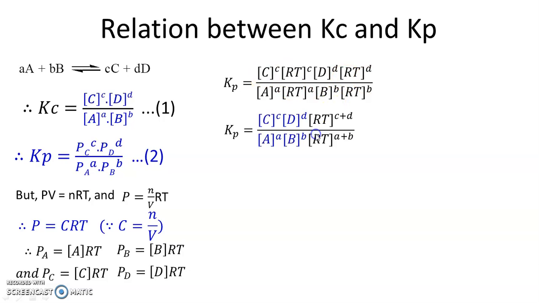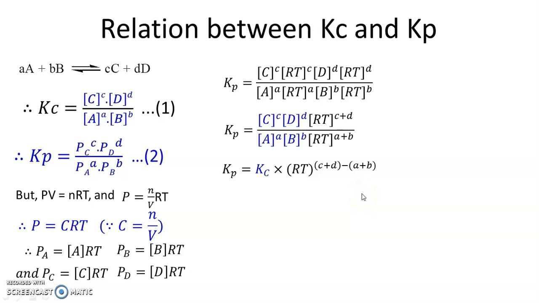So taking these common terms together, we can write Kp is equal to concentration of C raised to c into concentration of D raised to d into RT raised to c plus d, upon concentration of A raised to a into concentration of B raised to b into RT raised to a plus b. Actually, this part is the Kc. We know Kc is equal to concentration of C raised to c into concentration of D raised to d upon concentration of A raised to a into concentration of B raised to b. So Kc into RT raised to (c plus d) minus (a plus b).